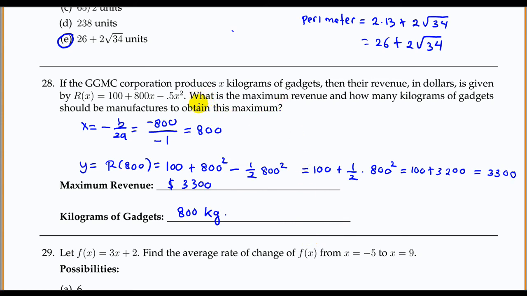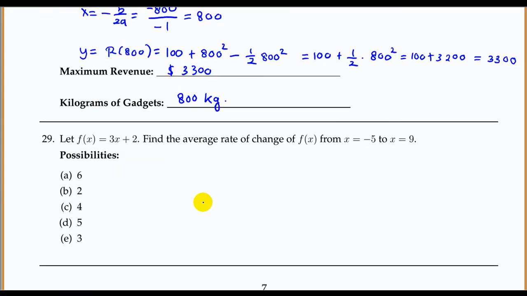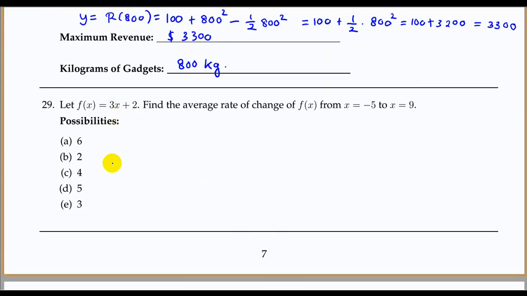Let us again review. What is the maximum revenue and how many kilograms of gadgets should be manufactured? So the maximum is attained when x equals 800 kilograms, and the maximum revenue itself is 3,300. Next problem. Let f of x equal 3x plus 2.